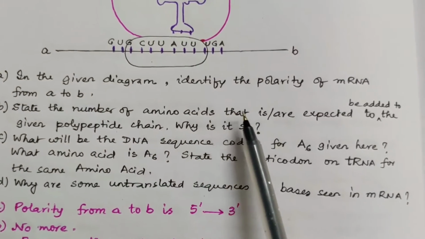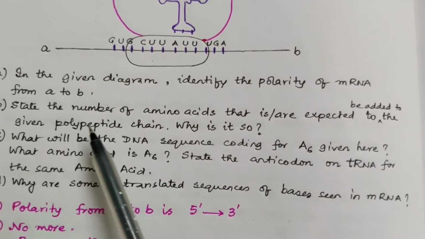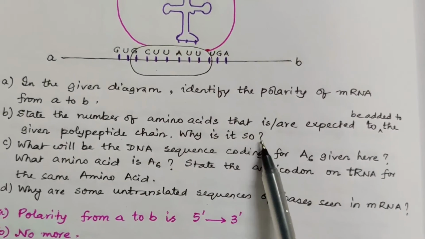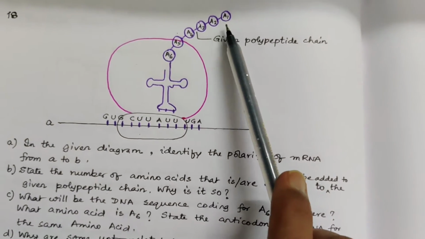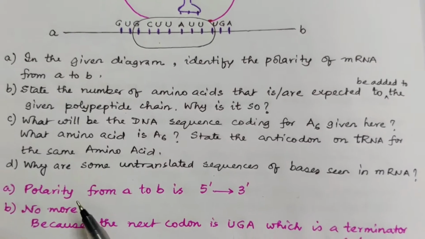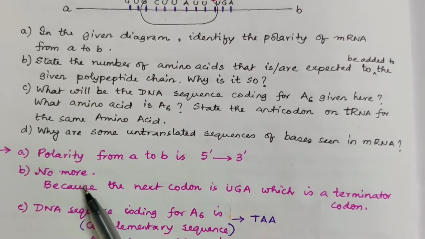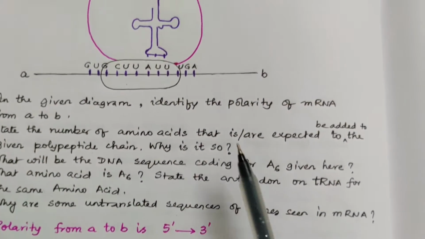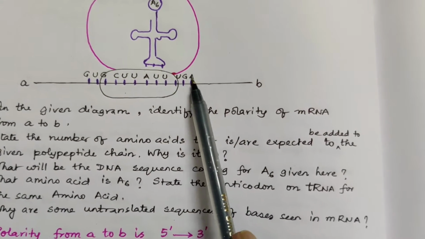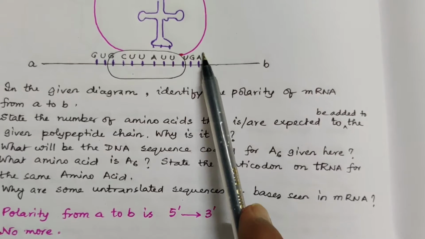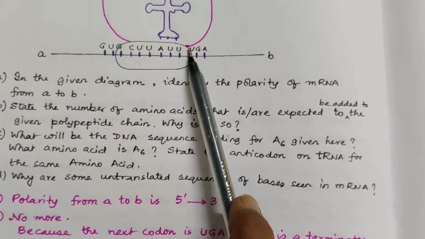State the number of amino acids that is or are expected to be added to the given polypeptide chain, and why is it so? How many are given here? 6. Are there any more amino acids to be added? So no more, because the next codon is UGA, which is a terminator codon. This was the last. UGA is the terminator codon or nonsense codon, which does not refer to any amino acids.